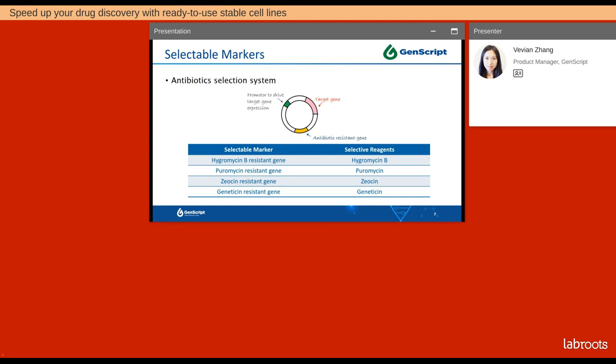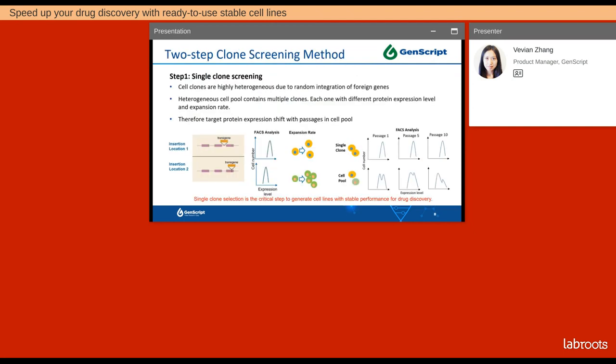A variety of antibiotic-resistant selectable markers are used in different products, including the hygromycin B resistance gene, puromycin resistance gene, zeocin resistance gene, as well as the geneticin resistance gene. A two-step screening method is applied for choosing the product clone at GenScript.